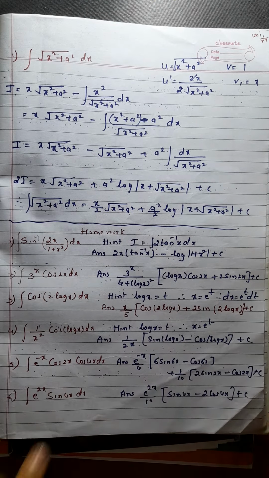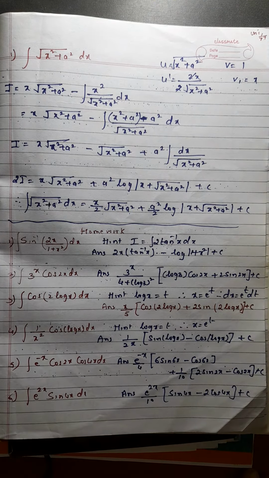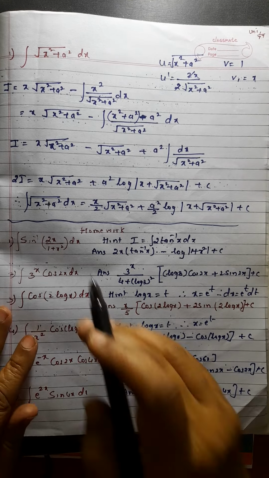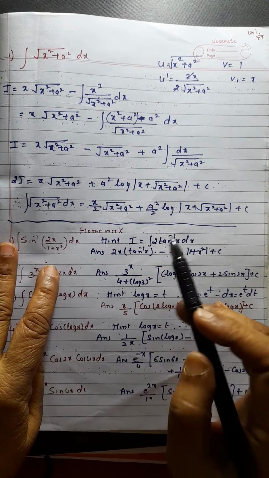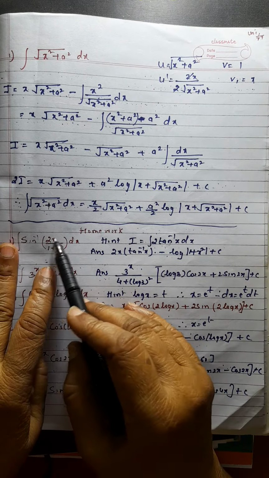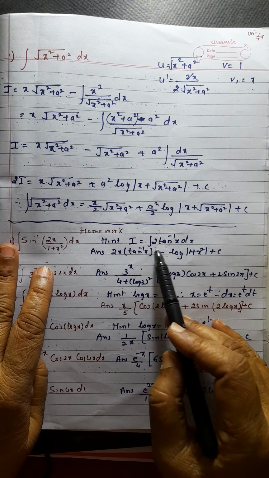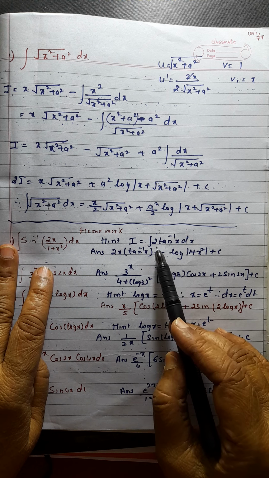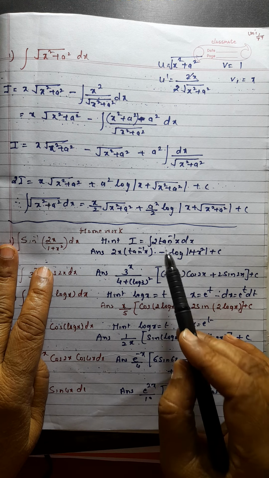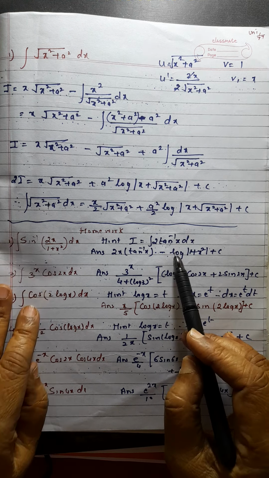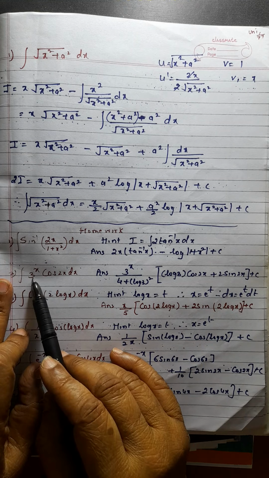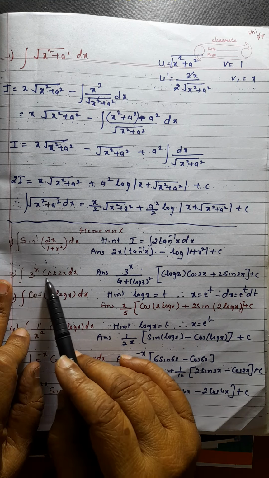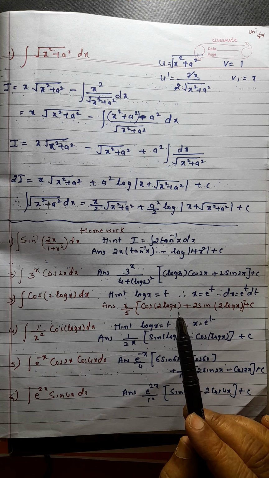Now I will give some problems for homework. You can try those problems. Integration of sine inverse of 2x upon 1 plus x square. But you know, sine inverse of 2x upon 1 plus x square is 2 tan inverse x, and do it by parts. You take 2 outside, and u as tan inverse x and v as 1, and then try this problem. A similar problem I have solved for 2 raised to x. So integrate it twice, you will get this answer.